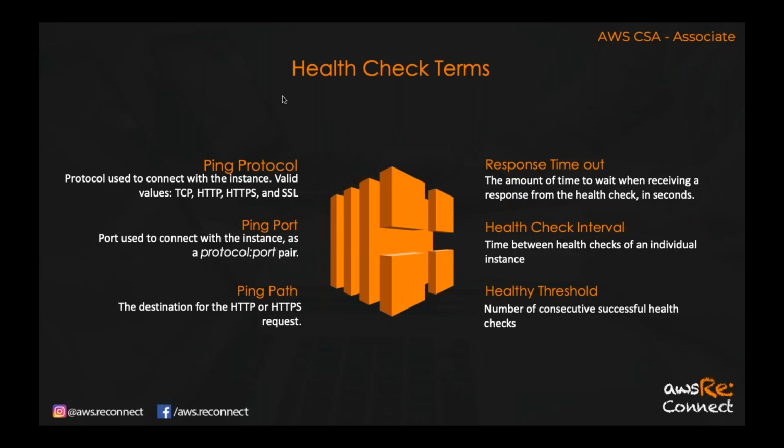The same applies to the unhealthy threshold, the number of consecutive failed health checks. So it is the number of health check passes versus the number of health checks failed. This is the unhealthy and healthy threshold. So that's just an overview of ELB.